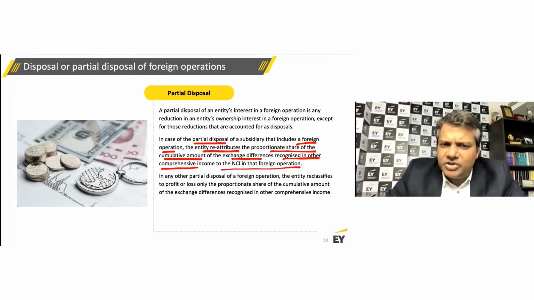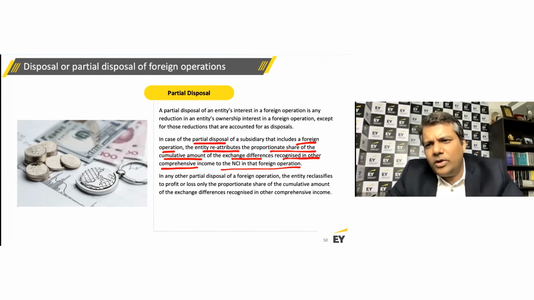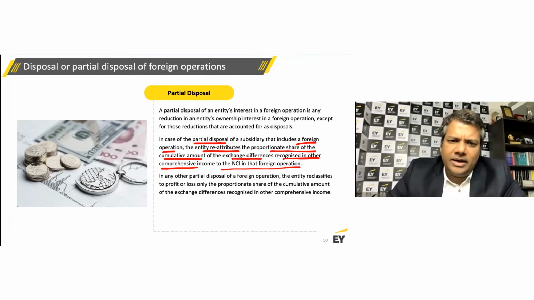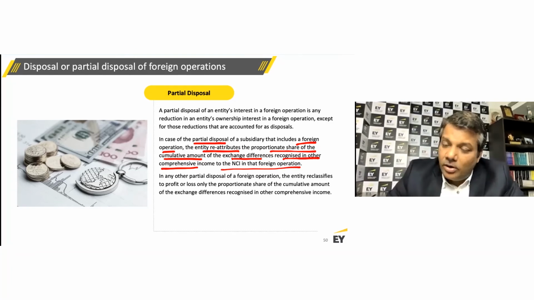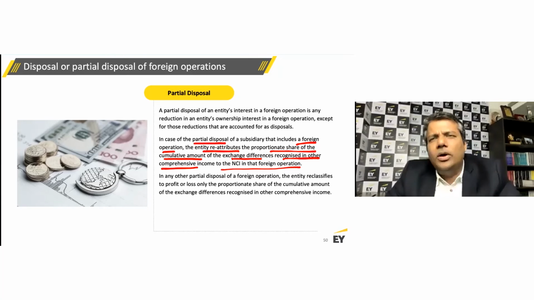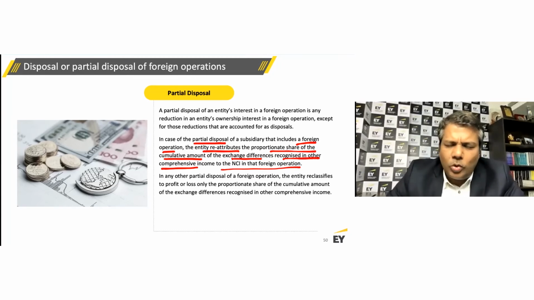In any other partial disposal of a foreign operation, the entity reclassifies to profit or loss only the proportionate share of the cumulative amount of the exchange difference recognized in other comprehensive income, which is like for equity method associate or for joint venture arrangements. Because when you're doing the equity pickup, you not only do the pickup of the profit, you also do the pickup of the equity balances, and from the equity balance pickup, you also get the FCTR of that associate as well. We'll talk a lot more, and you should practice a lot more with the help of several examples, as you do the consolidation module, which is Ind AS 110. That's a very, very important module from an examination perspective.